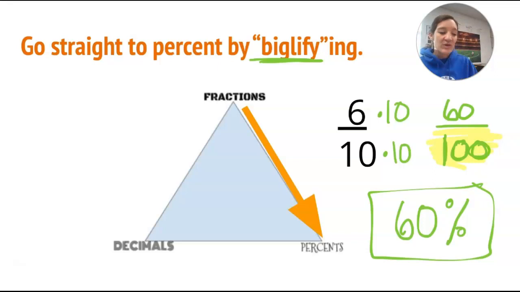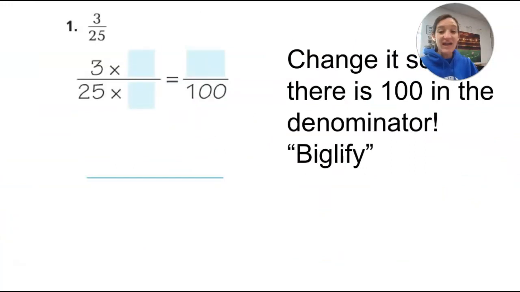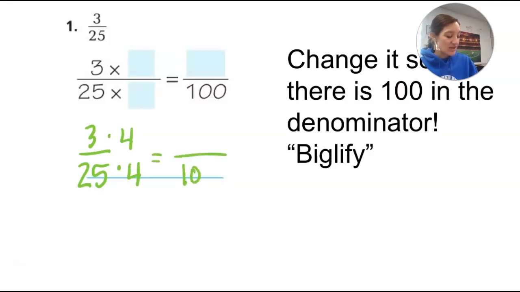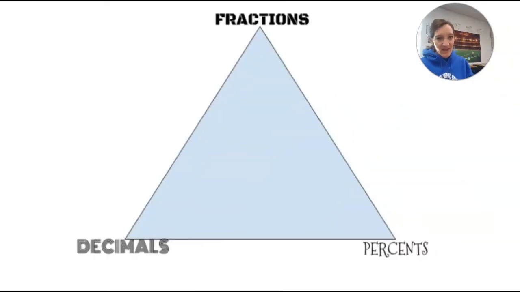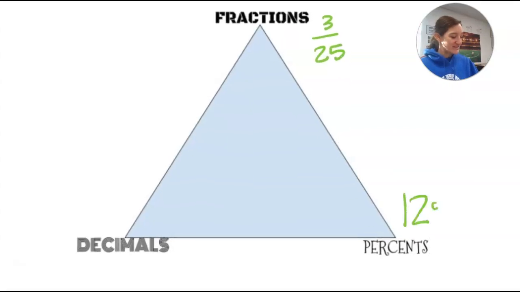So biglifying will work if you're dealing with a denominator that is a factor of 100, right? 100 has to be a multiple of whatever the denominator is. So 25 will work if you have 3 25ths. 25 is a factor of 100, right? You can times it by 4. So do that to the top and the bottom, and you get 12 over 100, which you know is 12%. So 3 25ths is 12%.